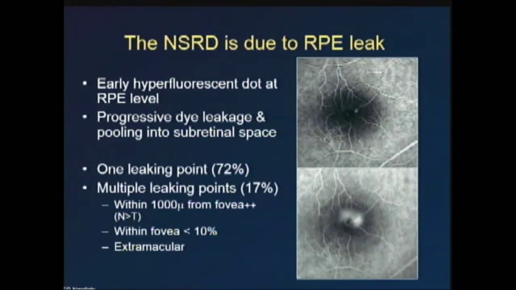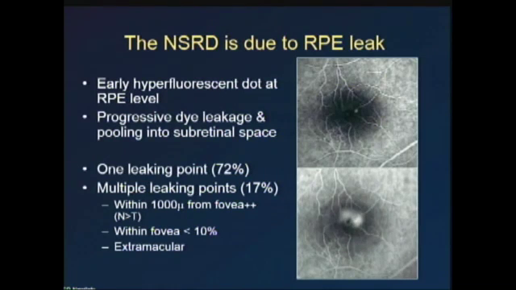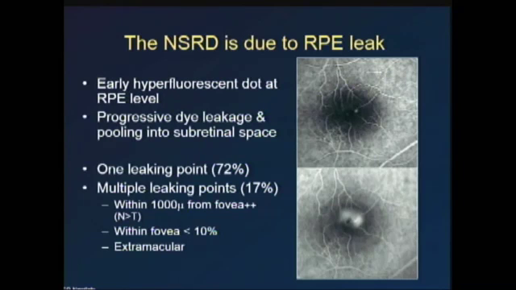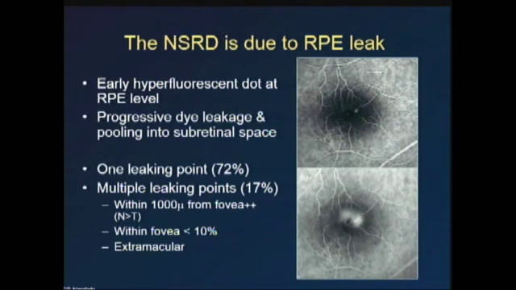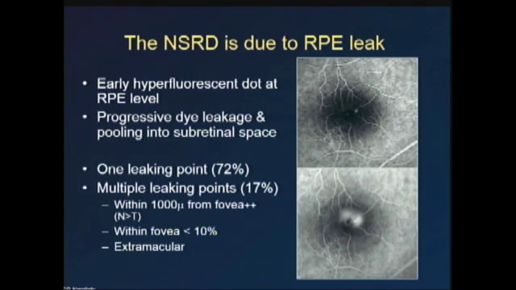The neurosensory retinal detachment is due to a focal leak at the level of the retinal pigment epithelium, which can be very clearly seen on a fluorescein angiogram. It translates as a hyperfluorescent dot at the level of the retinal pigment epithelium. As you go along in the fluorescein angiogram, you will have progressive dye leakage and pooling, that is, sequestration of the dye with the fluid inside this pocket of fluid.